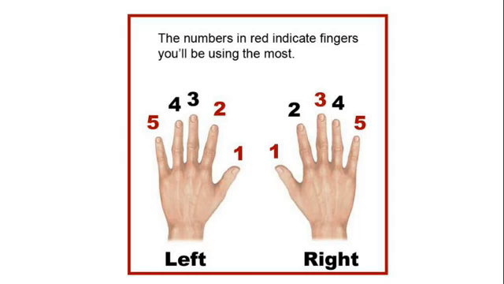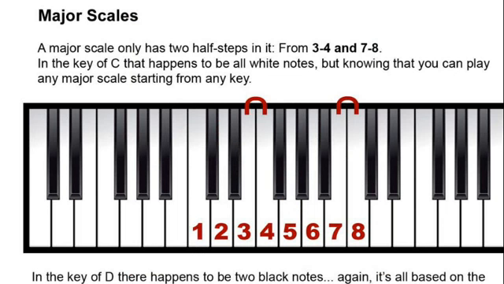Now let's move on to how we figure out scales. With the number system, it's easy to figure out and play any major scale, because major scales consist of whole steps except between 3 and 4 and 7 and 8, which are only half steps. So if you happen to be playing in the key of C, you go whole step, and then between 3 and 4 it's only a half step, and between 7 and 8 it's only a half step.